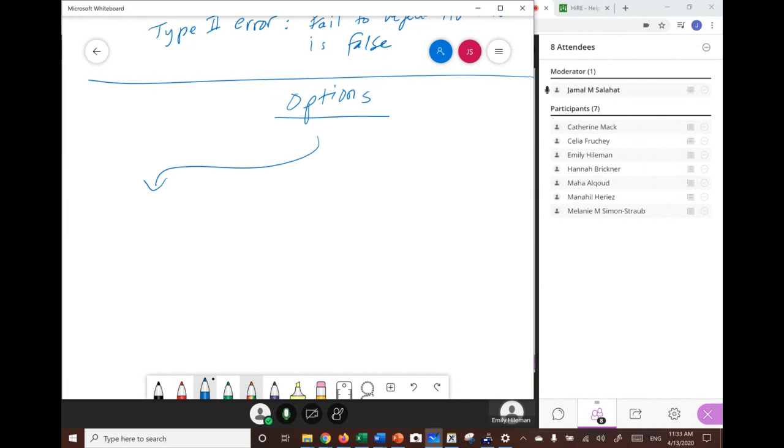One option is to compare a probability to a probability. You compare the p-value to the alpha, because notice the p-value is a probability and alpha is a probability. So we're going to compare the p-value to alpha. And the second way to do that is we're going to compare something called the test statistic to the critical value.